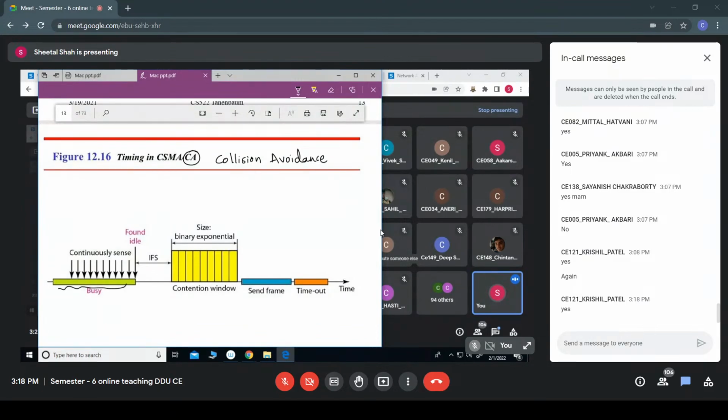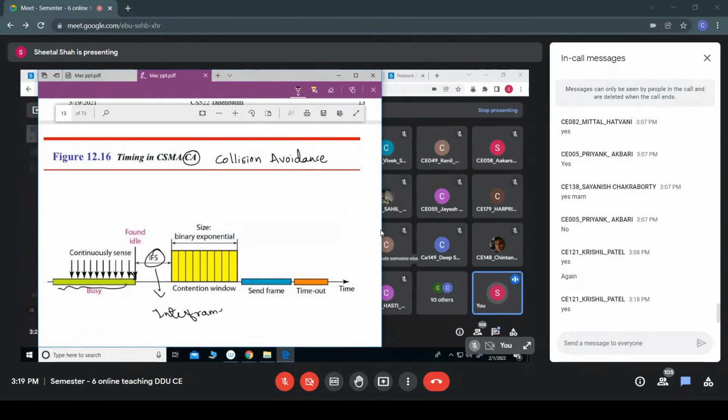the station that wants to transmit continuously senses the channel. Once it finds the channel becomes free, there is some space. What happens in one persistent CSMA if more than one station finds the channel idle? Both of them start transmitting and both of them would collide. Instead, once it finds the channel idle, there is some interframe space, known as an interframe space.